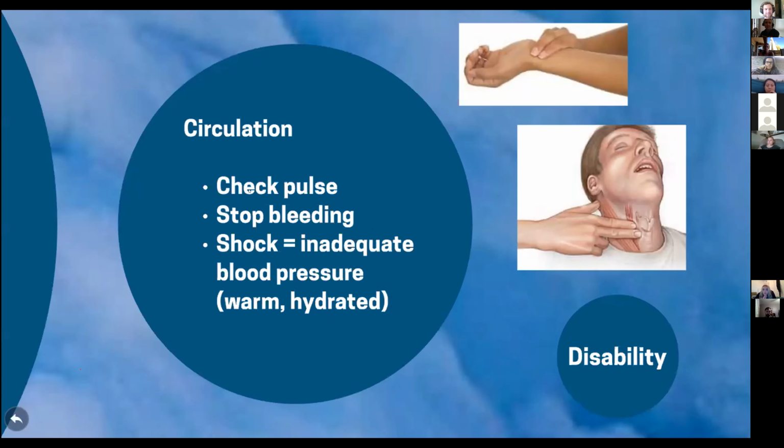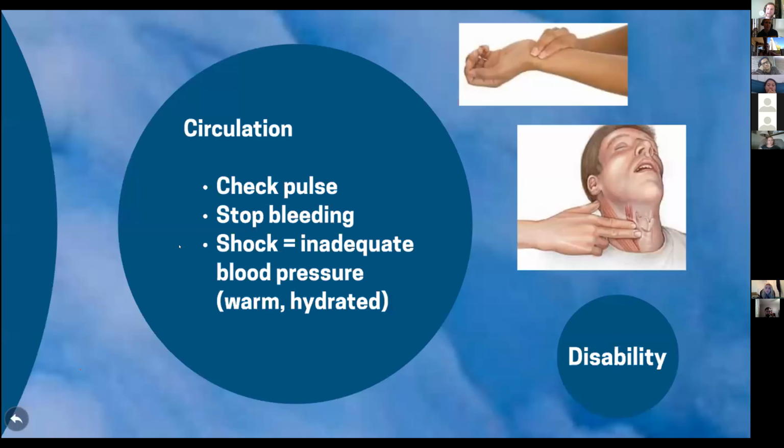So here in circulation, you're checking that pulse, and then you're doing a blood sweep. You're looking for any sort of major bleeding, so you want to stop that bleeding, whether that's with direct pressure or other fancy tools. And then shock is when someone has an inadequate blood pressure. The medical definition of shock is just a decrease in blood pressure, which means that your vital organs aren't receiving the oxygenated blood that they need to live for cellular respiration. So shock is very serious. People need to go to the hospital if they're going into shock.